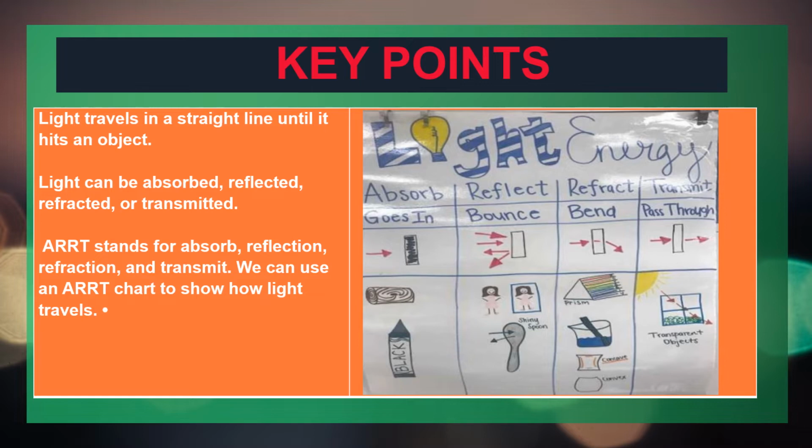ARRT. ART stands for absorb, reflection, refraction, and transmit. We can use an ART chart to show how light travels. For example, this is the picture of the ART chart: absorb, reflect, refract, and transmit.